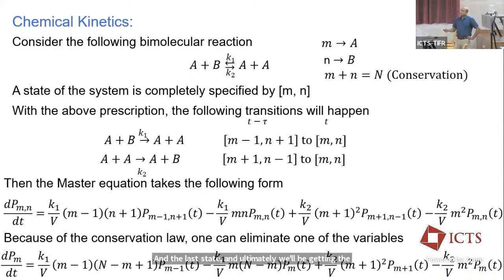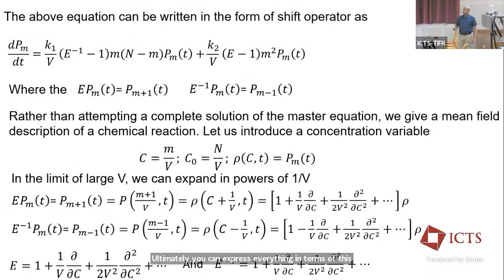Since there is a conservation law, you can reduce the number of variables. Ultimately, you can express everything in terms of this m variable. So that thing we can write in this manner. So this is the master equation, and ultimately your master equation is like that.